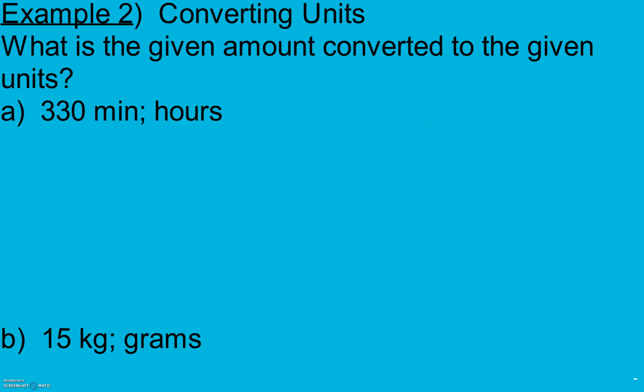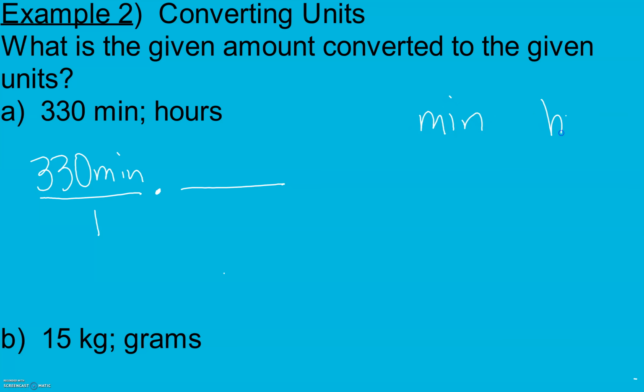In example 2 here, we're going to be converting units. What is the given amount converted to the given units? So here, I'm going to start off with 330 minutes. And remember, we can write anything as over 1 to write it as a fraction. And I multiply by a conversion factor. Here I'm comparing minutes to hours, and I need to come up with the relationship between them that's the same. So 1 hour, for example, is 60 minutes. Those mean the same thing. They're equivalent. They're just in different units.